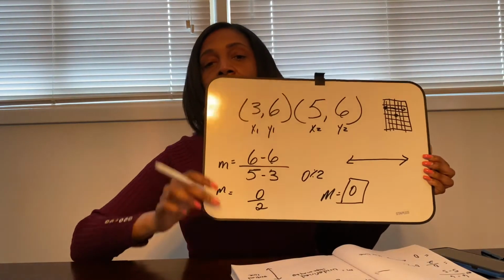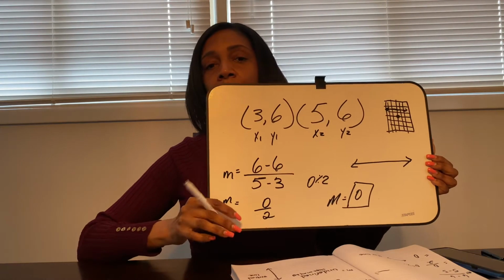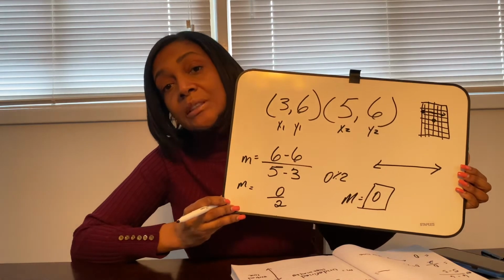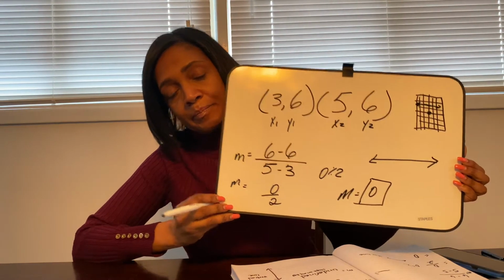If you ever come up with 0 over any number, your answer is going to be 0. So that means your answer is, it is horizontal, which is 0. Okay? Great.